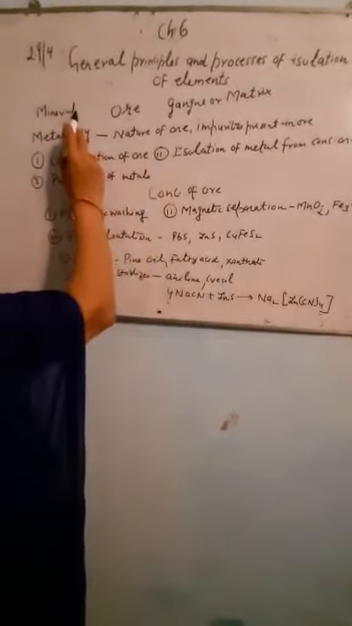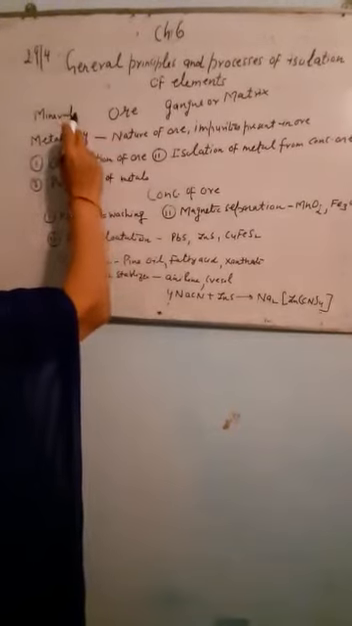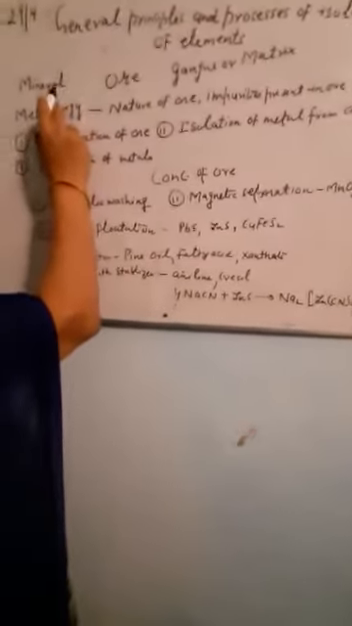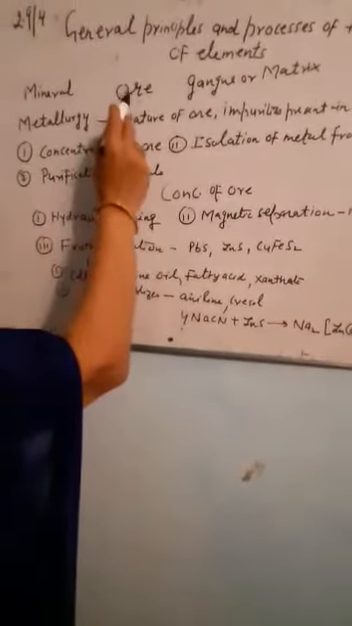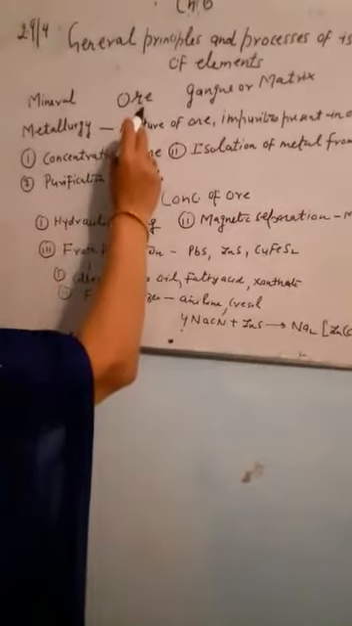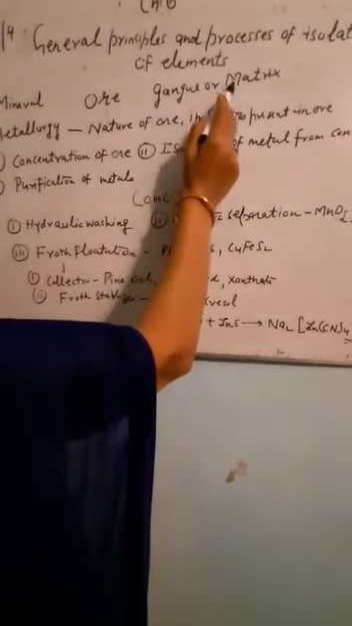First one is mineral. The element that occurs in a natural form in the earth's crust is known by the name of mineral. The mineral from which the metal is extracted conveniently or profitably is known by the name of ore of that metal. There are some impurities present. These are known by the name of gangue or matrix.